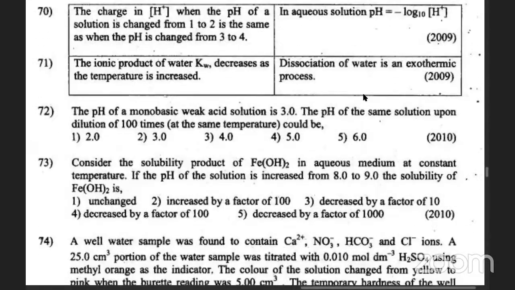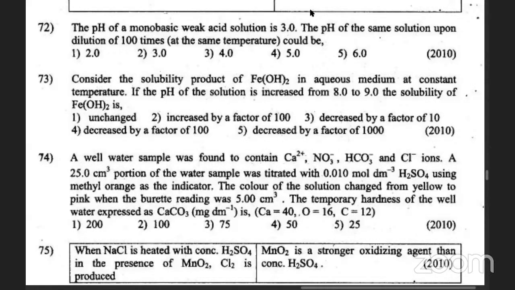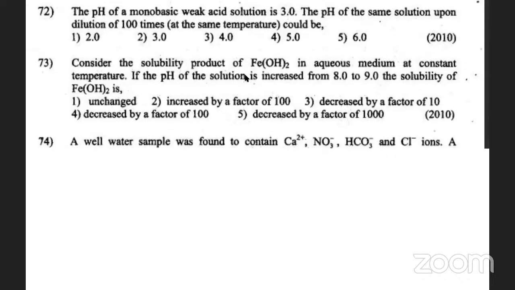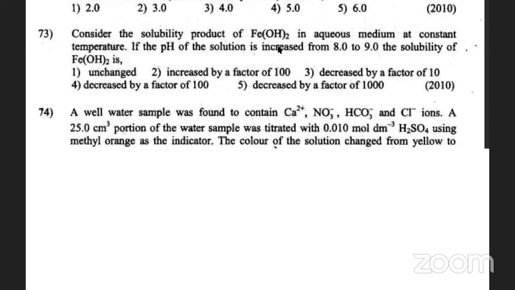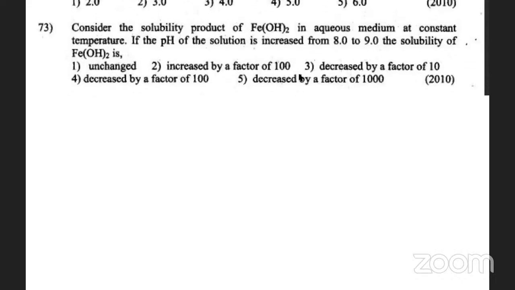Good. Then we have this question 73 and 72 perhaps, and focus on them. 73 and 72. 73. What does it say? Consider the solubility product of Fe(OH)2 in aqueous medium at constant temperature. If pH of the solution is increased from 8 to 9, the solubility of Fe(OH)2.